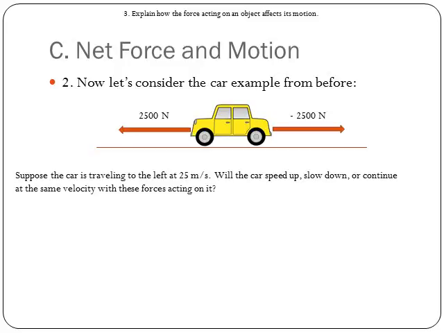All right, so here's our question. Suppose the car is traveling to the left at 25 meters per second. Will the car speed up, slow down, or continue at the same velocity with these forces acting on it? And again, consider our net force calculation that we did before. We did 2,500 newtons plus the negative 2,500 newtons, so our net force was 0. And recall that we said that meant that the forces acting on the car were balanced. Anytime the net force is 0, that means there are balanced forces.